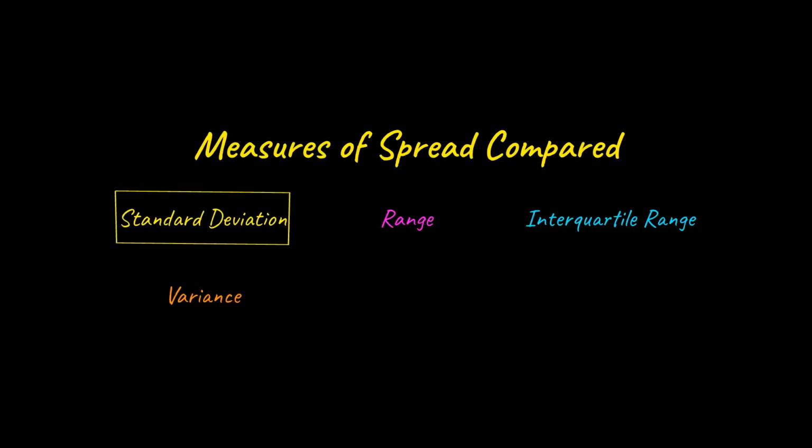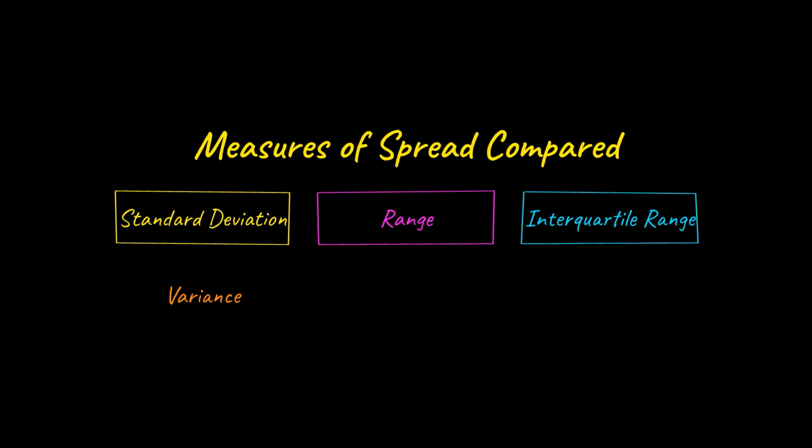The range is simply maximum minus minimum and is highly sensitive to outliers. The interquartile range covers the middle 50% and resists outliers. The variance is the standard deviation squared, leaving it in squared units that are hard to interpret. The standard deviation strikes the best balance between interpretability and sensitivity to spread.